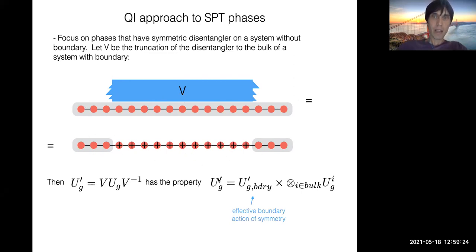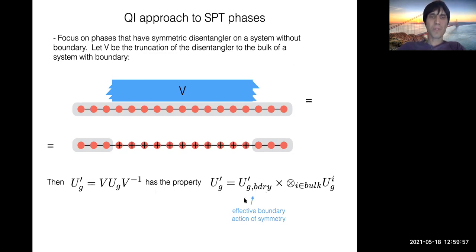So if you have a truncated disentangler like that, then what you can do is conjugate the group action. This is just the on-site symmetry action. You can conjugate it by this kind of disentangler, and it turns out that this has the property that it generates for you an effective boundary action of this symmetry.